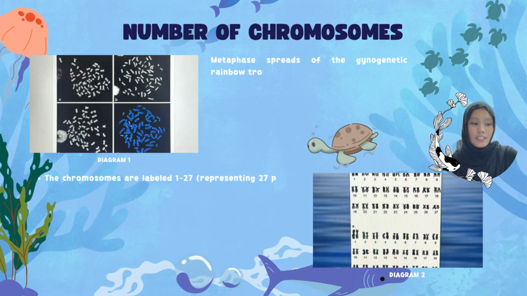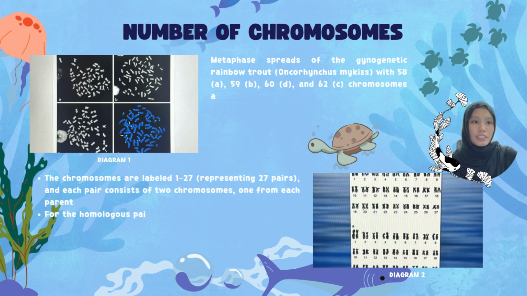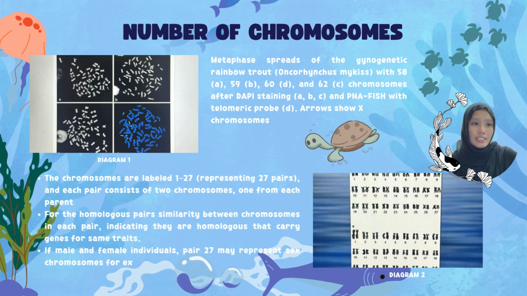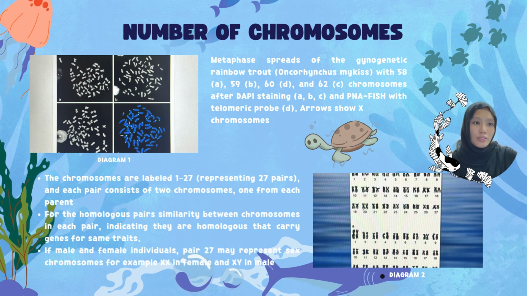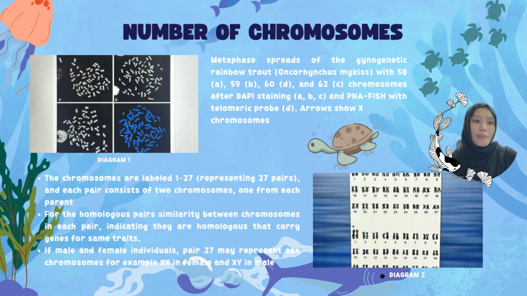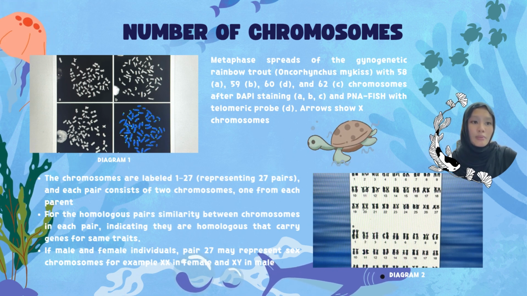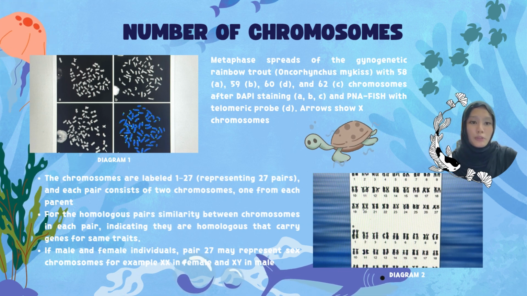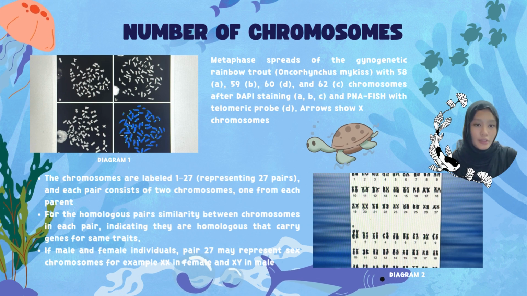As you can see in Diagram 1, the metaphase spread of the China genetic rainbow trout with 58, 59, 60, and 62 chromosomes after DAPI staining in A, B, and C, and PNA FISH with a telomeric probe in D. The arrow shows the X chromosome. The next picture is Diagram 2.